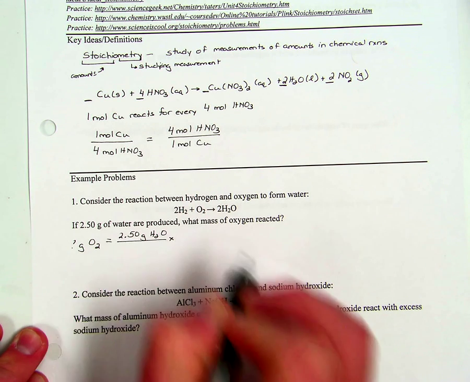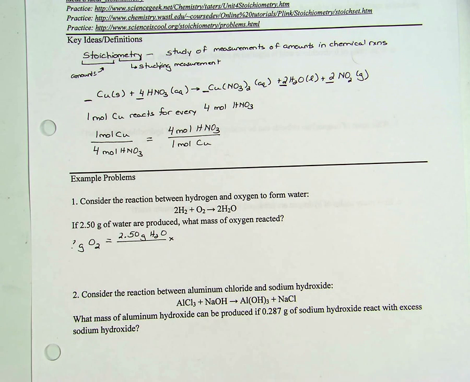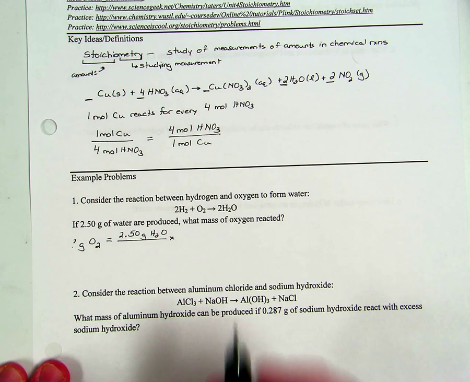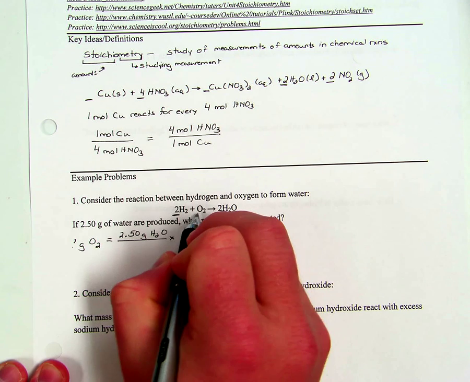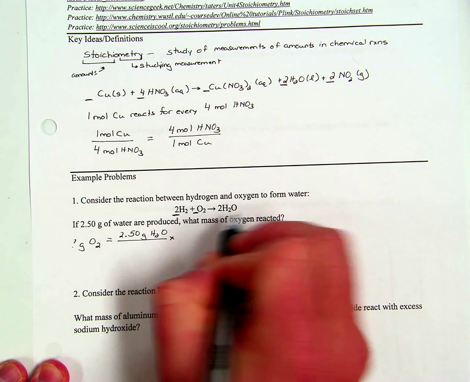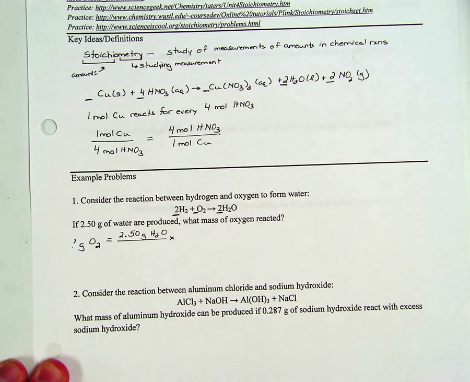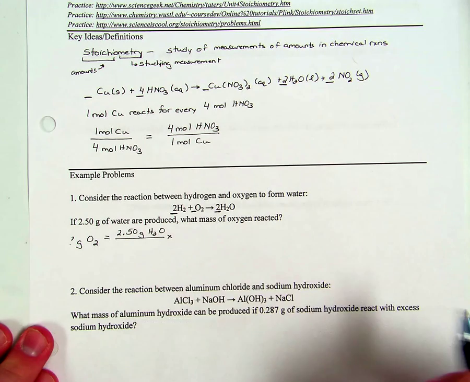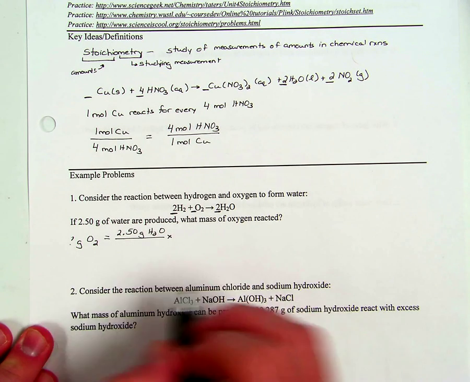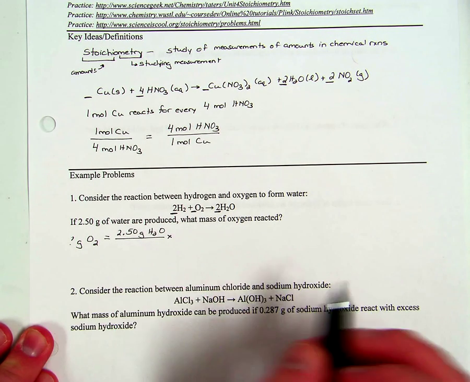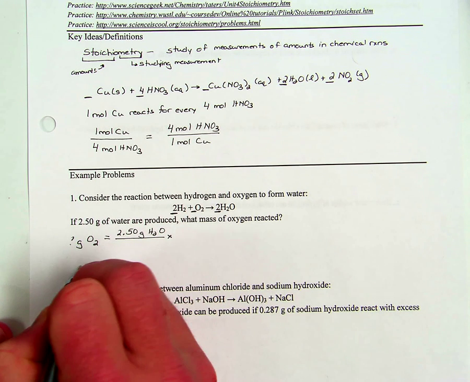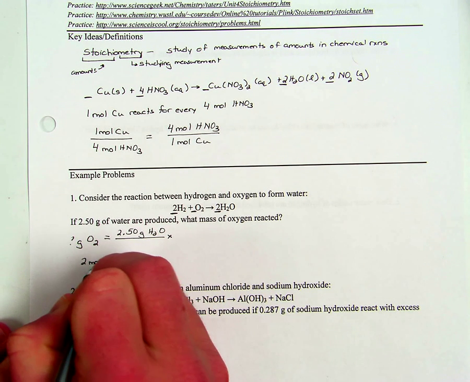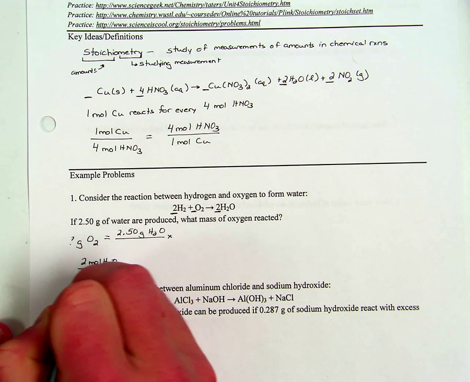Every stoichiometry problem uses the mole ratios in the balanced equation. If I can go back up here and underline those, we have 2 moles of hydrogen, 1 mole of oxygen, and 2 moles of water. So that tells us what I'm going to use in this problem. I'm relating water and oxygen, not hydrogen and oxygen. I can see that we get 2 moles of water for every 1 mole of O2.